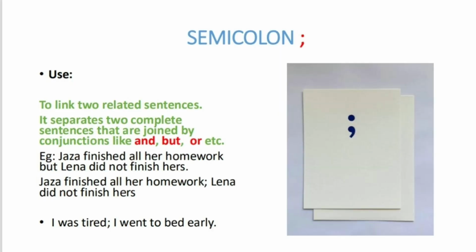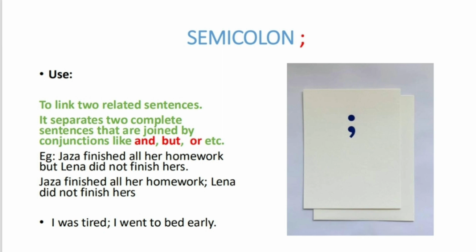And the last one, the semicolon. Semicolons are usually used to link two related sentences. For example, I was tired, I went to bed early. We can join these two related sentences by using a semicolon. I was tired, semicolon, I went to bed early.